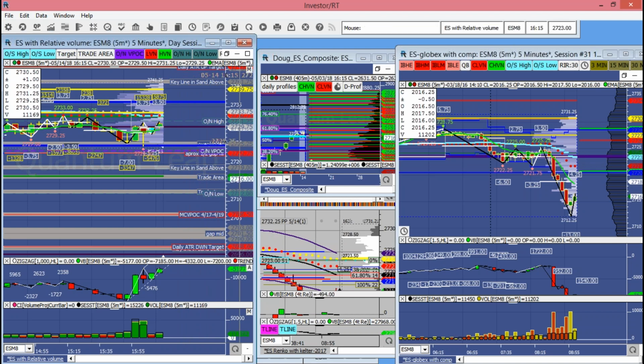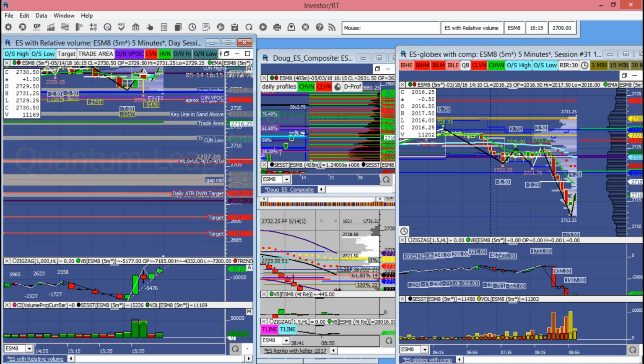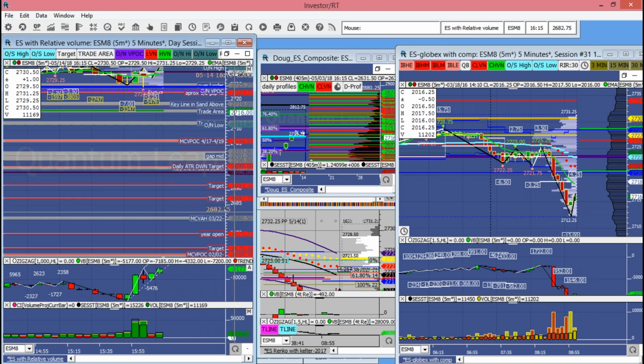That is Hypo 2. Hypo 3 is going to be a gap and go, an open test drive, test up into the 19, maybe to the half gap fill, find sellers, rotate us down into the gap, chop around here, and then break down. And my target for Hypo 3 is going to be down here at the 26.9150, maybe even a late day probe down into the value area high for the bigger picture down here at the 26.80.